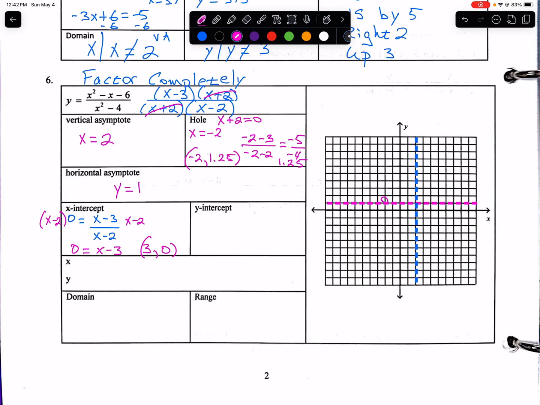And then count from the y-axis. It's easy to mess that up, right? So come from there. So the y-intercept, you put in 0 for x. Good. So you do y equals 0 minus 3 over 0 minus 2. So then you have negative 3 over negative 2, which is 1.5. Yep. Okay. So you get 0 comma 1.5.